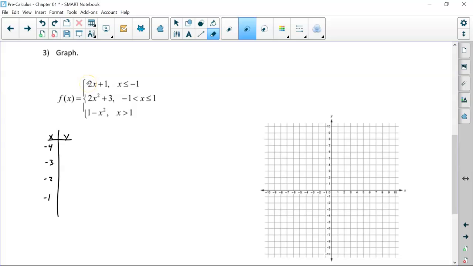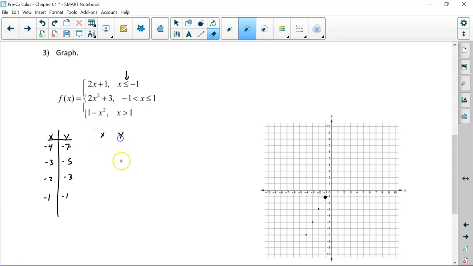2 times -4 is -8. -8 plus 1 is -7. Then we get a -5, a -3, a -1. So we're at -4, -7, -3, -5, -2, -3, -1, -1. Now, because of that or equal to, we're going to use a solid dot right there.